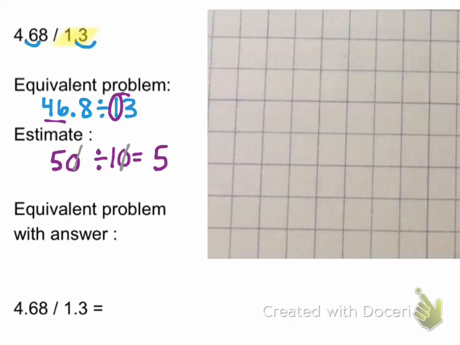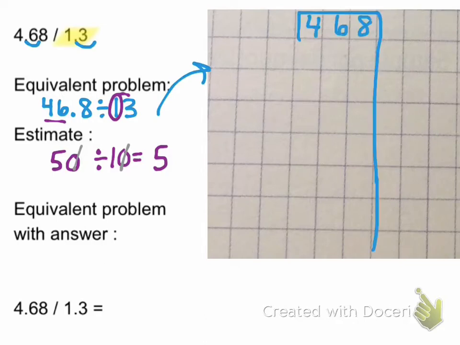Now we're going to use the equivalent problem and divide it as if it were whole numbers and show all of my work on the graph paper. So we'll put 468 inside the box, 13 goes outside, and we'll divide from there. My first guess is going to be 20. 20 times 13, that's 260. And then subtract, and I get 208.